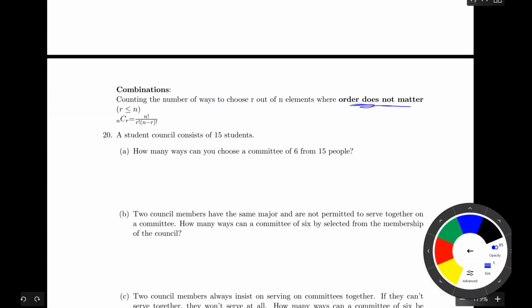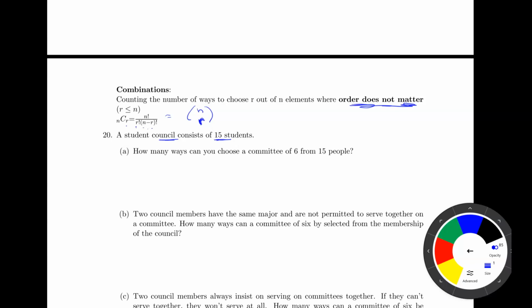So here, with combinations, order does not matter. Like putting people on a student council, people in a committee, people in a group. The combination can be written as n choose r, like this. Sorry, these kind of look the same. N choose r, or combinations n choose r. So it's n factorial over r factorial times n minus r factorial. And you can just leave your answers as n choose r as well.